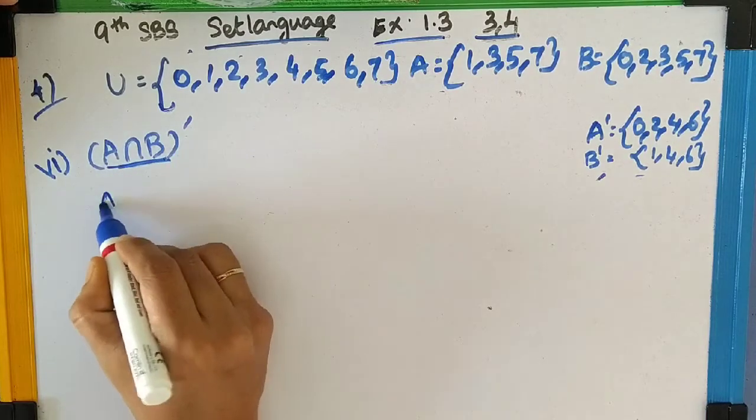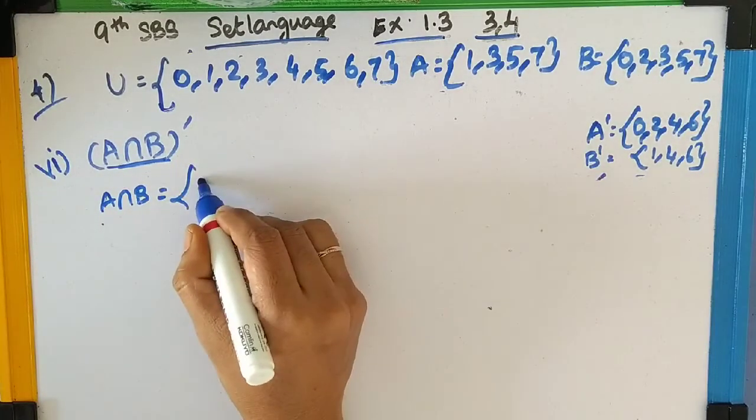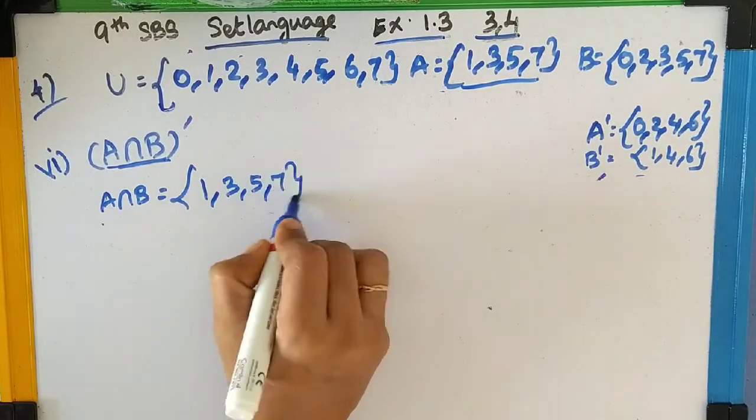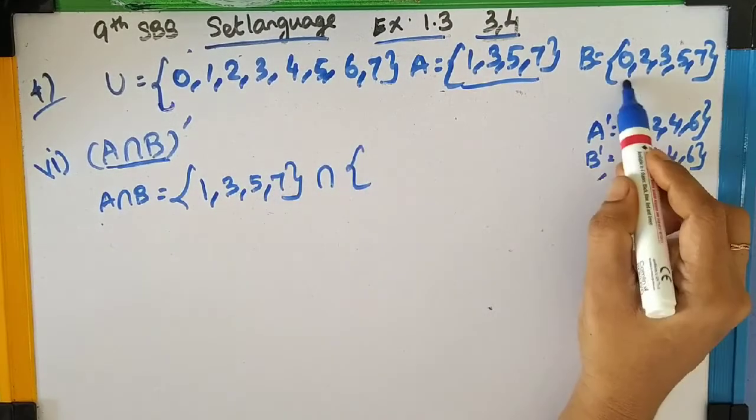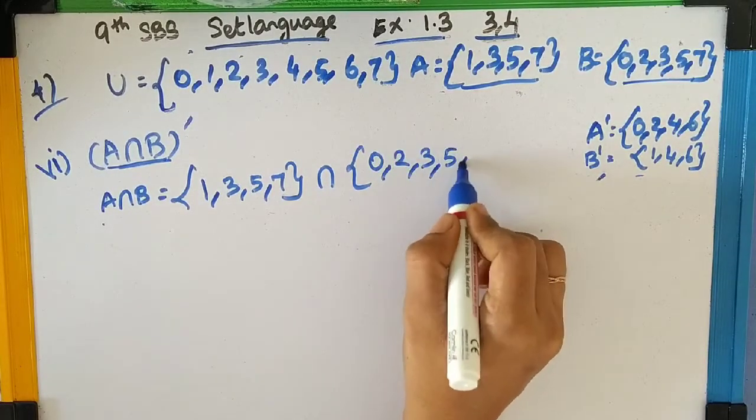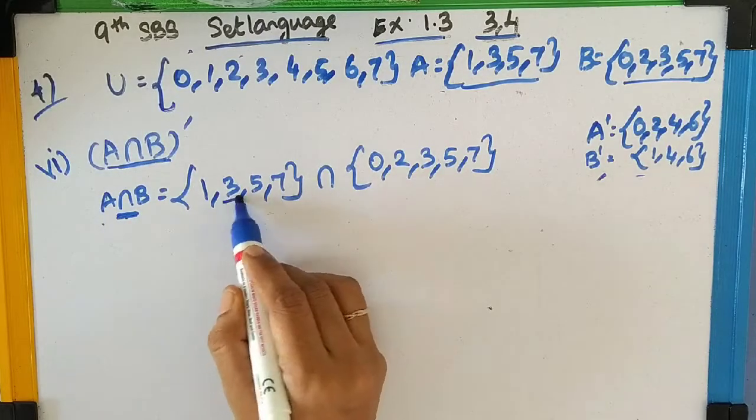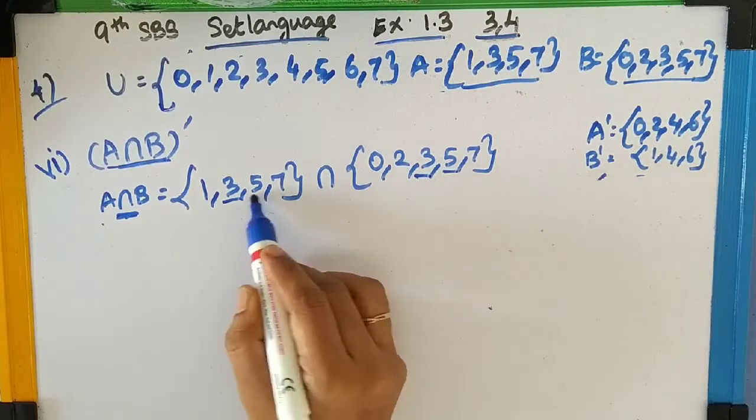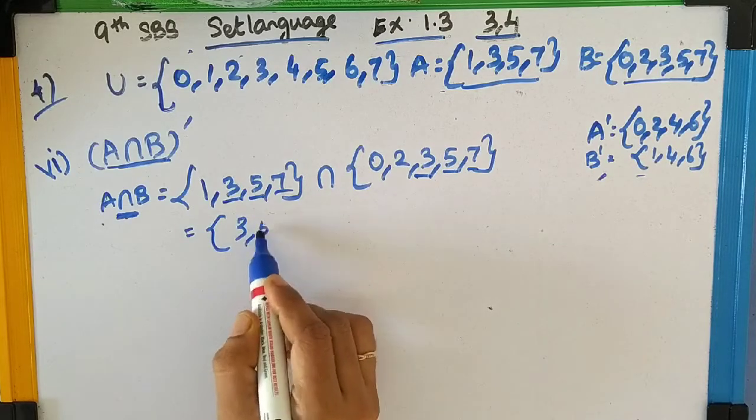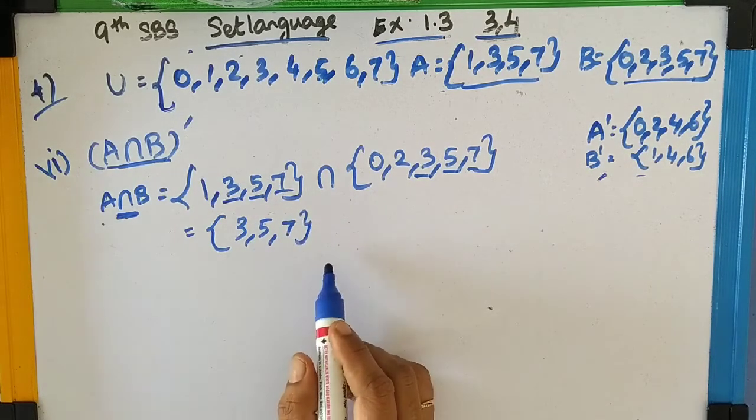Clear? Now let's go and find A intersection B whole dash. For that we have to know what is A intersection B. First write what is A. 1, 3, 5, 7. Intersection. What is B? 0, 2, 3, 5, 7. How to find intersection? Tell me. Yes, we have to write the common elements. What are the common elements? 3, 5, 7. This is A intersection B.